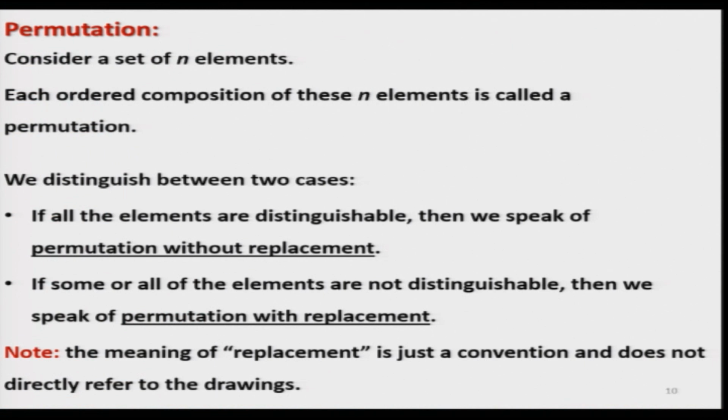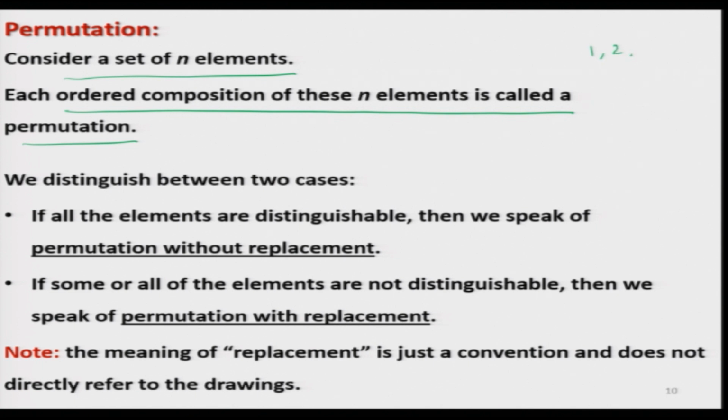Okay, so now let us come back to our slides, and let me try to give you an idea of another tool, what we call permutation. And I am sure that you have done these concepts in your class 12 or so, right. So what we try to do here is consider a set of n elements, and each ordered composition of these n elements is called a permutation. For example, if I say here I have 3 numbers, 1, 2, 3, then 3, 2, 1 or say 2, 1, 3 are simply the permutations of 1, 2 and 3.